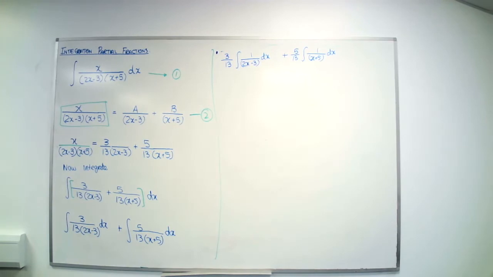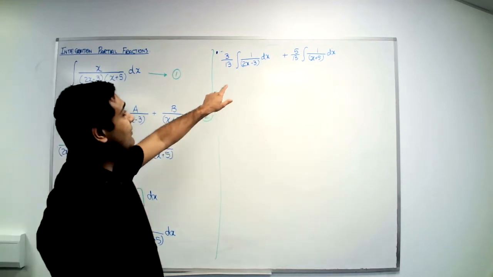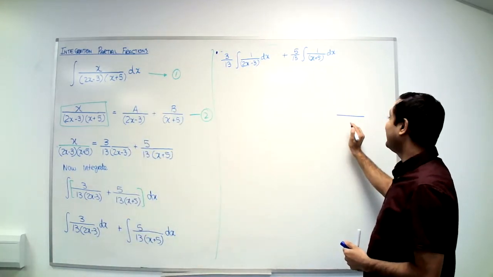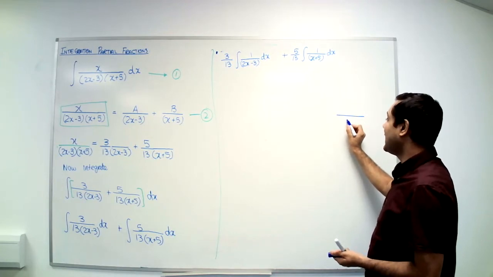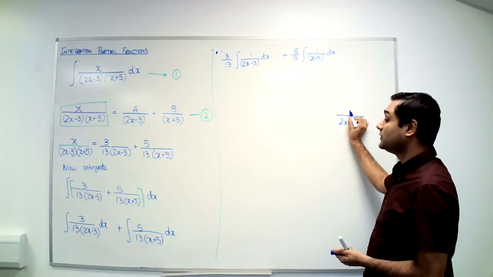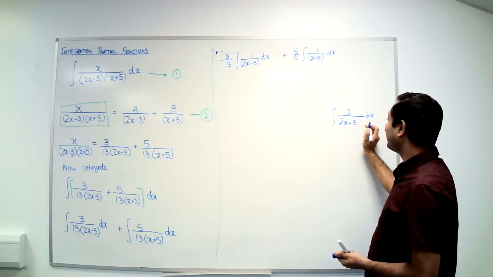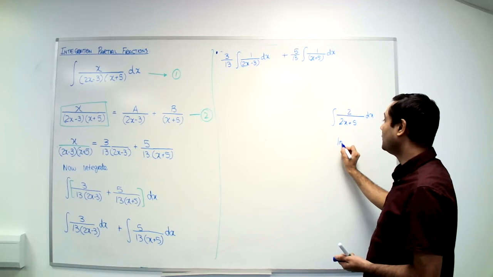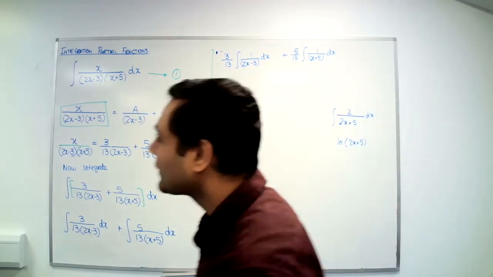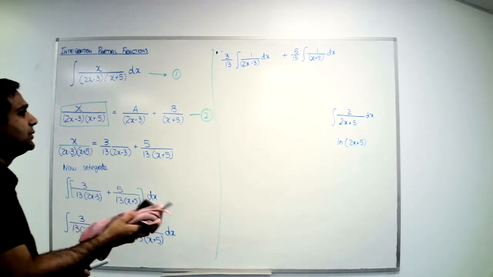Now the important bit is, if you look at 2x minus 3, and if you look at x plus 5, what we need to know is there's a rule. The rule states, if the derivative of the bottom is on top, and let me write the rule. The rule is like this. For example, let's say I got 2x plus 5. What's the derivative of 2x plus 5? Derivative, 2, isn't it? If the derivative of this thing is on top, there's a rule. The rule is it's ln of 2x plus 5. That's how it becomes. Okay, so what we're going to do is we are going to exploit this rule and use that one.